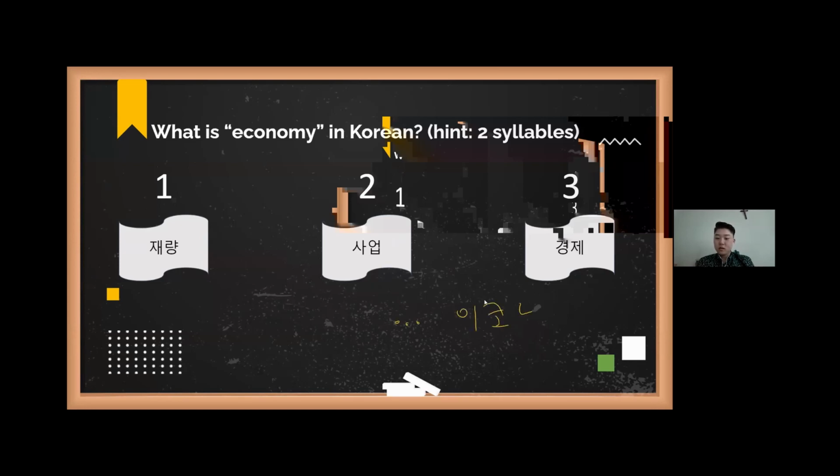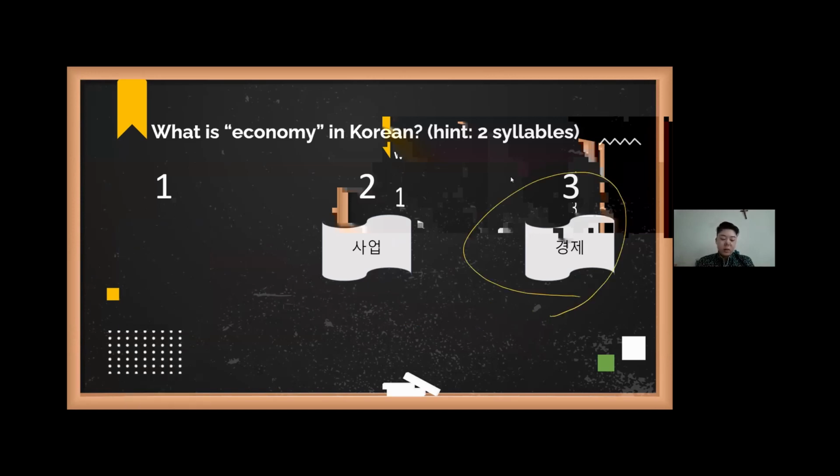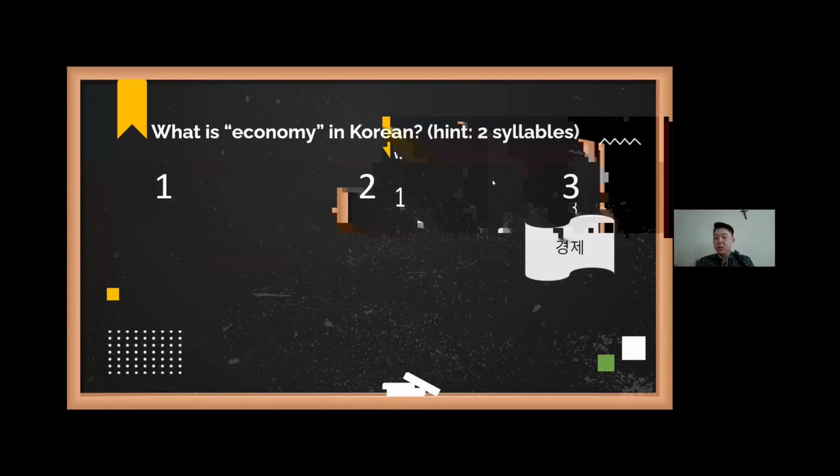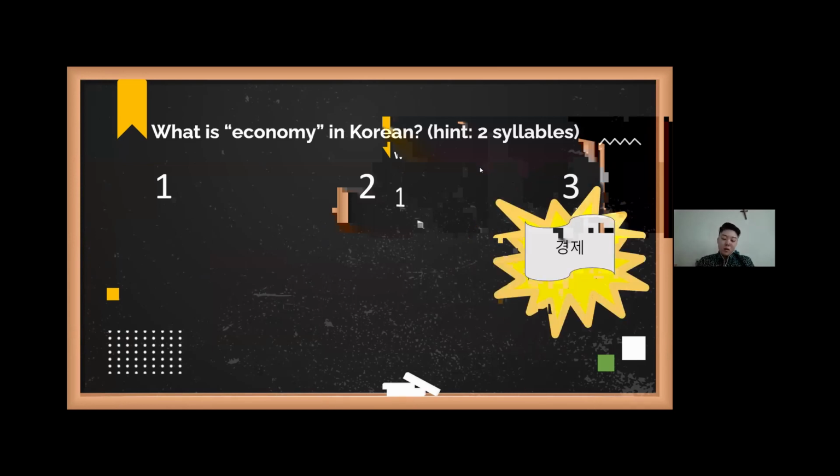And Josh, I think you're economy. Okay. All right, so it's not number one. It's not 재량. 재량 is like discretion, judgment. It's not 사업. 사업 is like business, but it's 경제. It's number 3. All right.